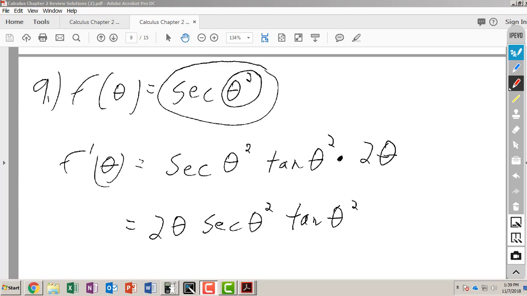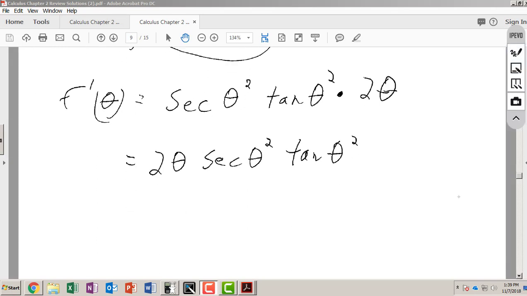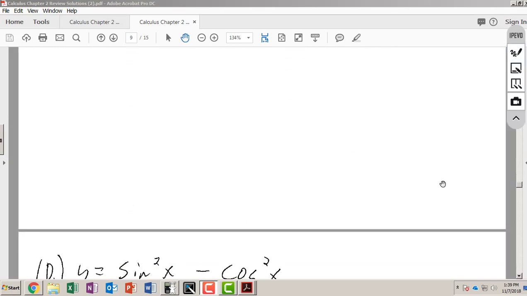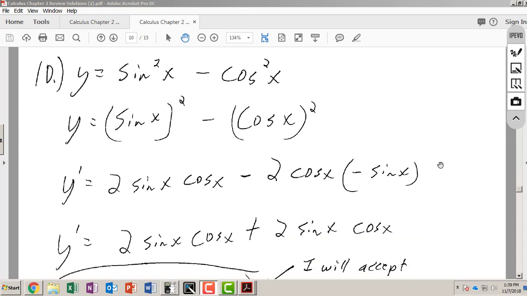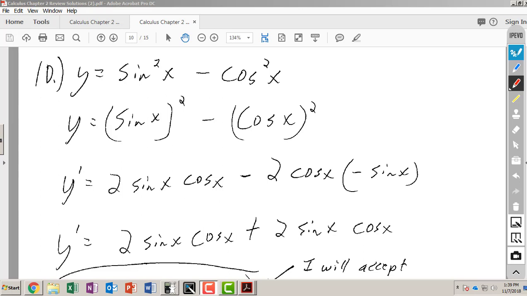Let's take a look at number 10. So number 10, it says that I have this equation. It says I got y equals the sine squared of x minus the cosine squared of x. So I'm going to rewrite this algebraically just to remind myself that I need to use the chain rule, because the sine squared of x is the sine being squared. So that's sine of x squared. And then cosine squared of x is cosine of x squared. So now I want to go ahead and find its derivative. So on number 10, the directions say differentiate.